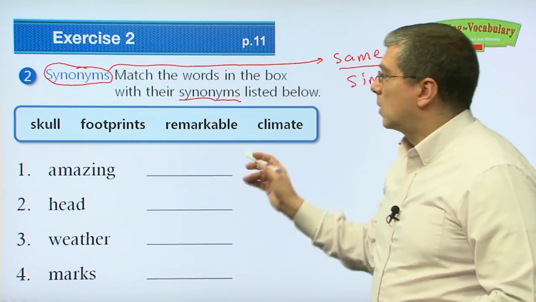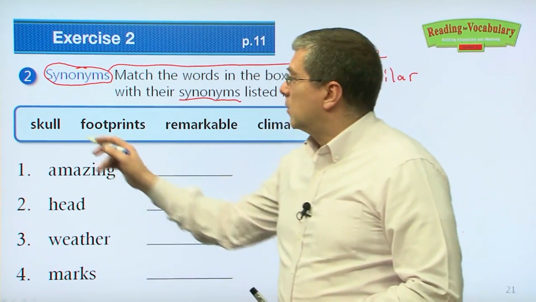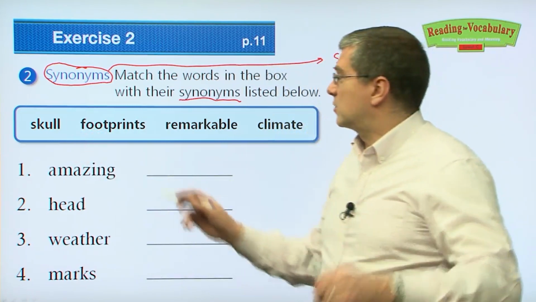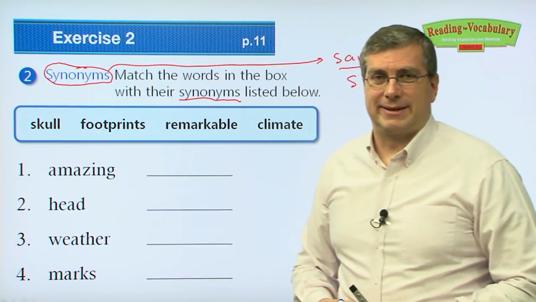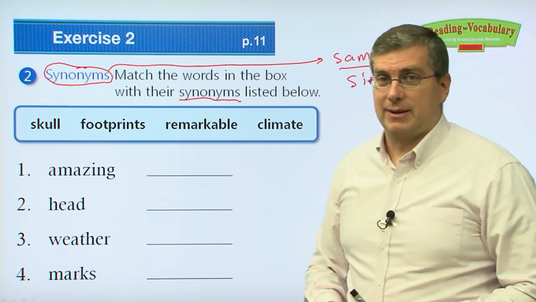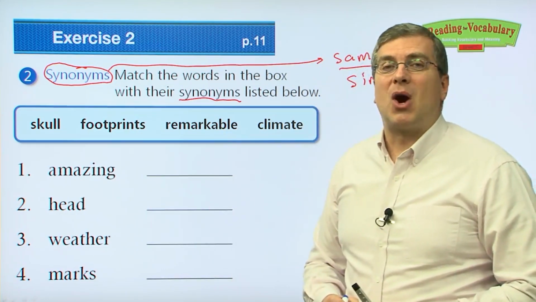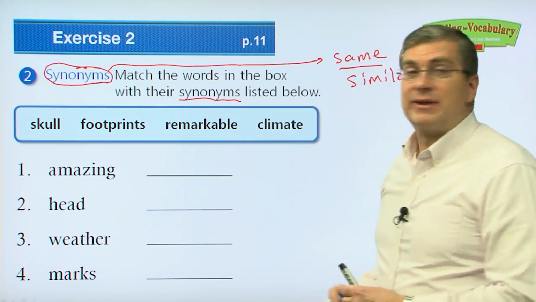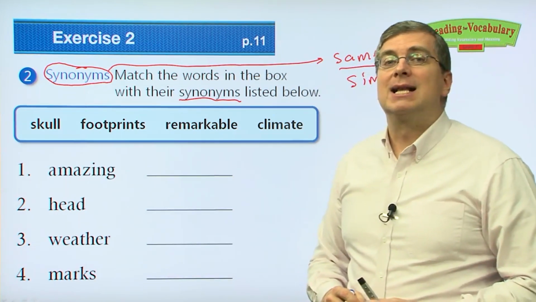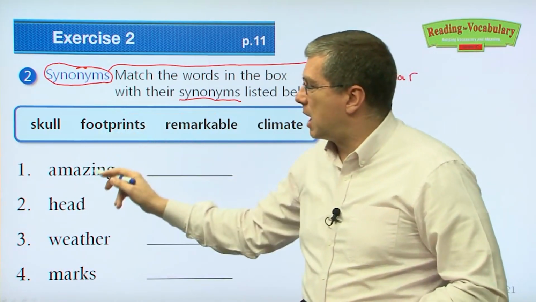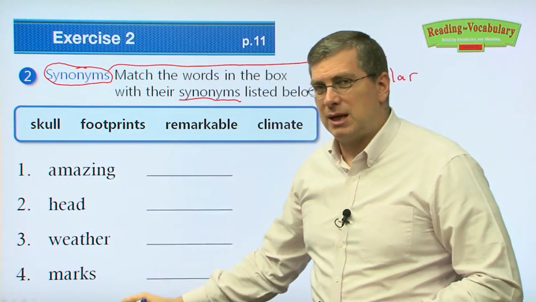Okay, let's look at the words in the box first. We have skull. Next word, footprints. The next word is remarkable. The next one is climate. Okay? Now we have to match these words in the box to the same or similar meanings of these words here.